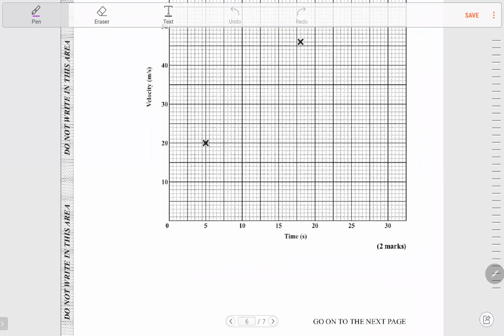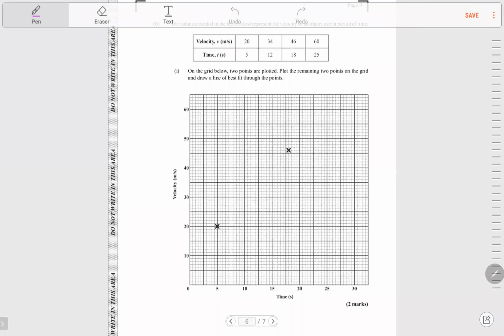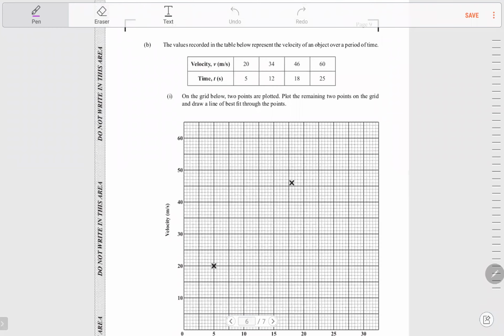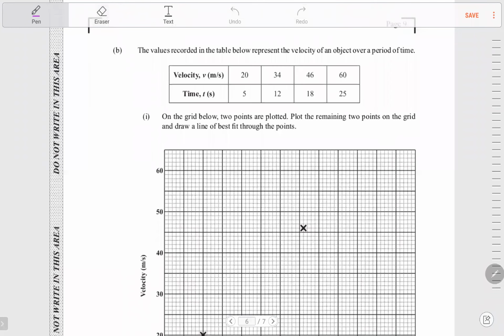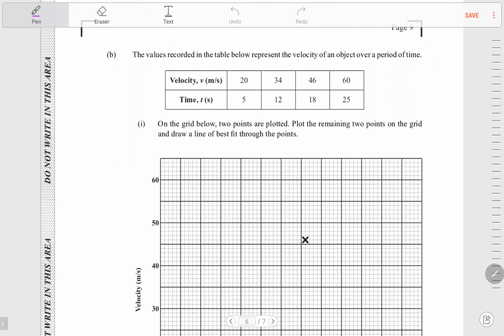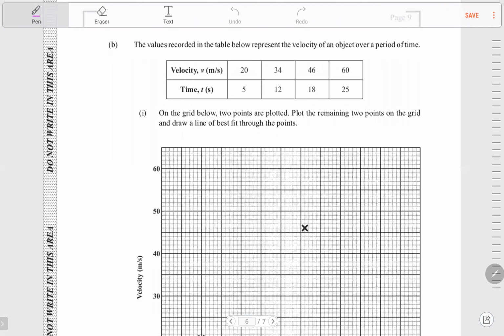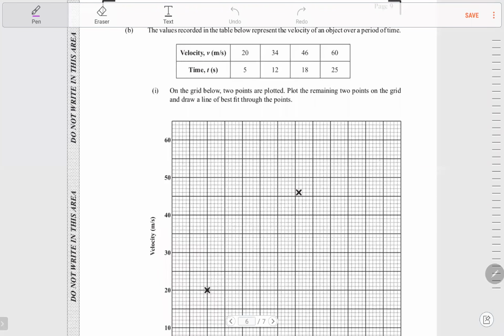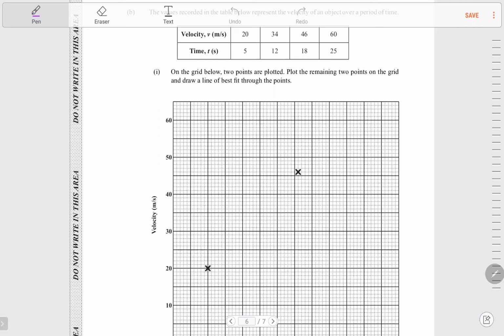All right. The next part now gives us this information right here. It says the values recorded in the table below represent the velocity of an object over a period of time. So it's a velocity time graph. It says on the grid below is a graph. 2 points are plotted. So 2 of the points are plotted already. And they want us to plot the remaining points on the grid. Now remember, always read the scale of a graph before you start to work. Don't just start working, read the scale first.